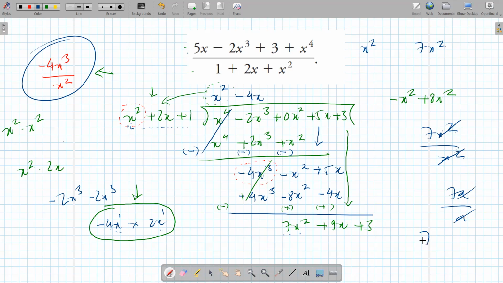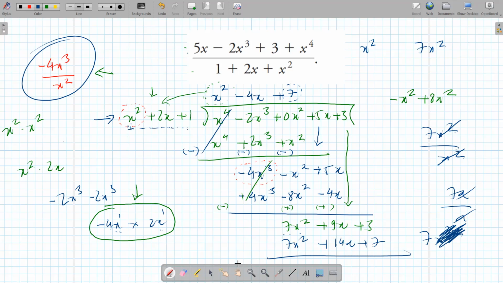Another way of looking at this is that you subtract the exponents. This is going to give you x to the power 0, which is a 1. So that just disappears. So x squared goes into 7x squared 7 times. And now for the final step, we just multiply this 7 with all three divisors. 7 times x squared is 7x squared. 7 times 2x is 14x. 7 times 1 is 7.